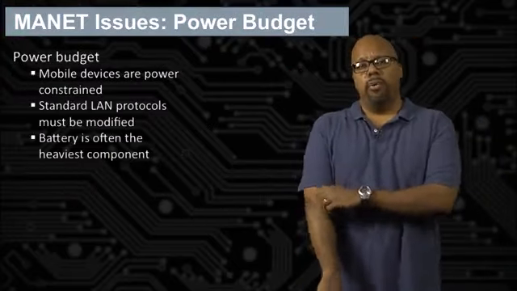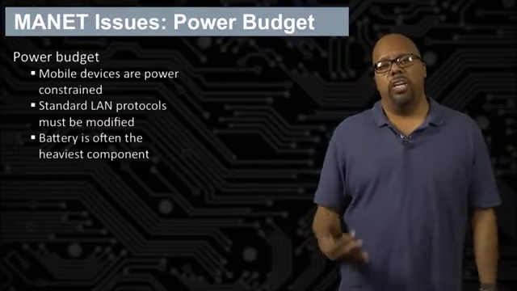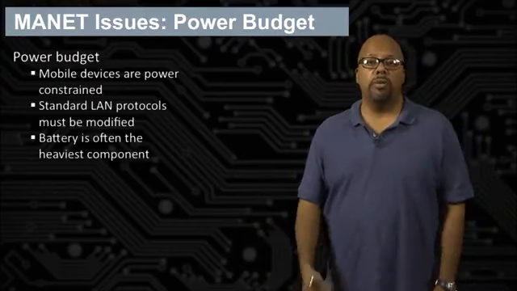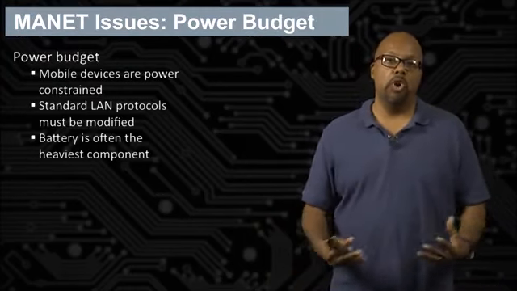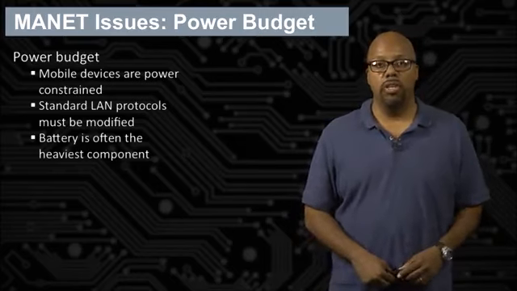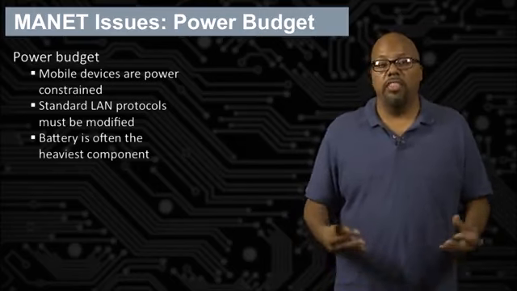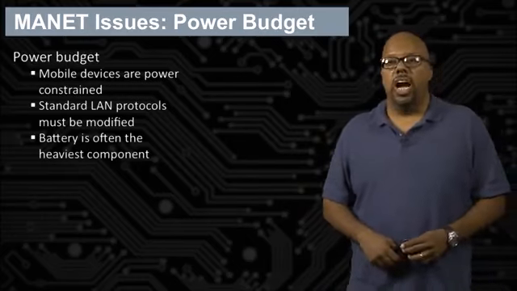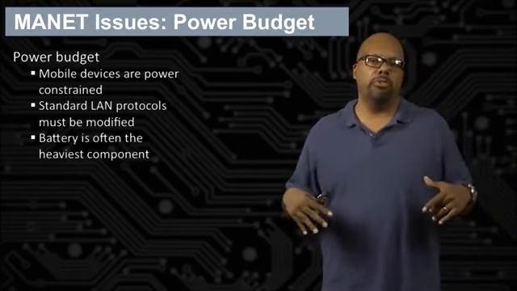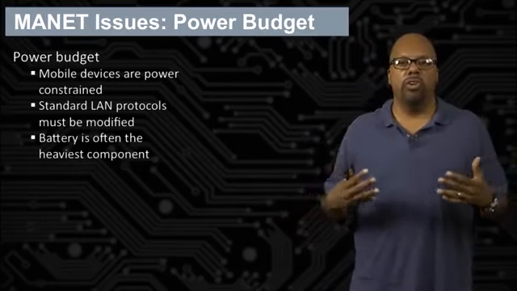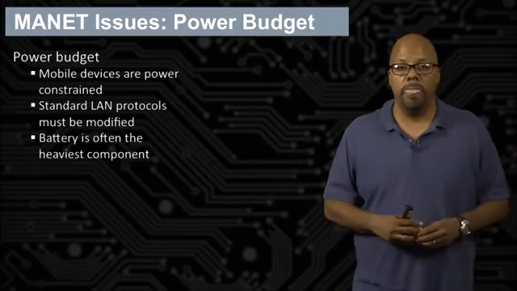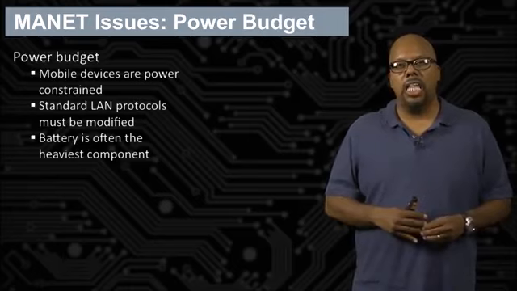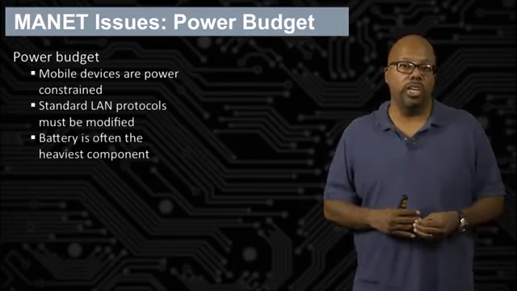Now, important aspects of MANETs, one is a power budget. You really have to worry about power when you're talking about MANETs because each one of the devices is mobile. These IoT devices, they're all mobile. They're all running off of batteries, and the batteries can run out. So you have to generally change the protocol to be more power restrictive. It has to save power somehow. So that changes a lot of the way you do networking.